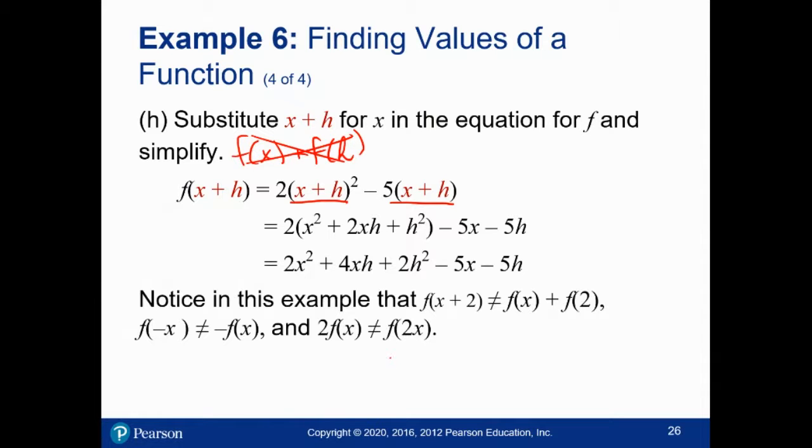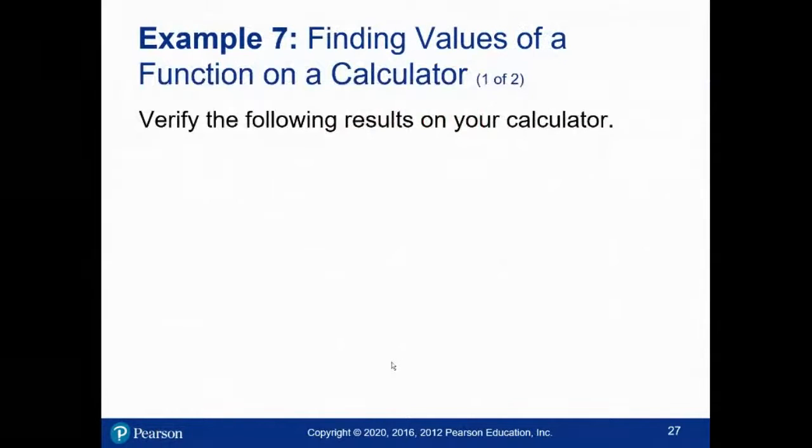Okay. And again, just to repeat, I pointed this out as we went along. F of x plus 2 is not f of x plus f of 2. F of negative x is not necessarily negative f of x. 2f of x is not necessarily f of 2x. You have to just do the computation and see what happens. It's not so straightforward.